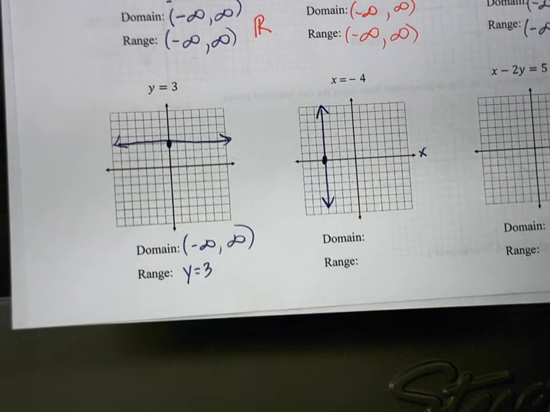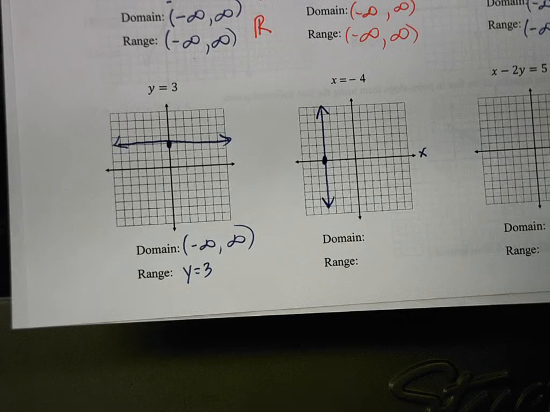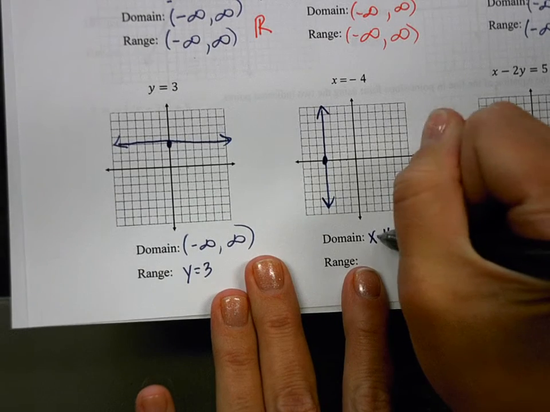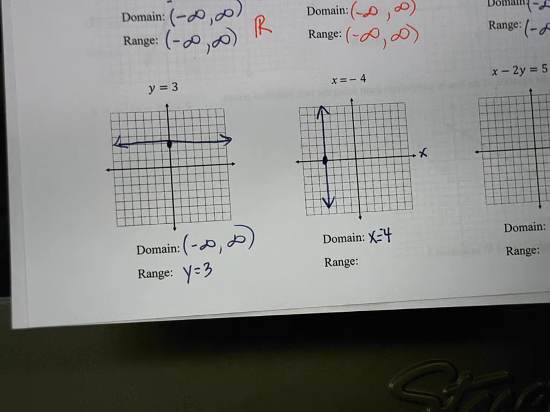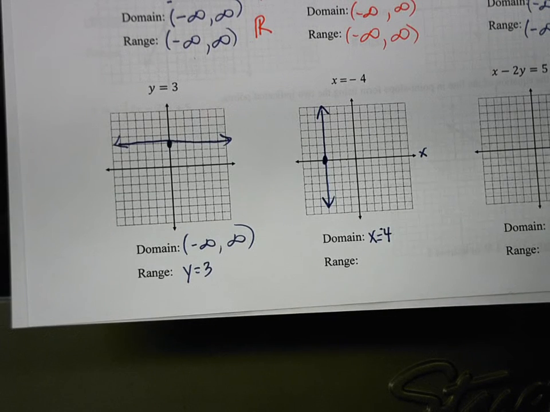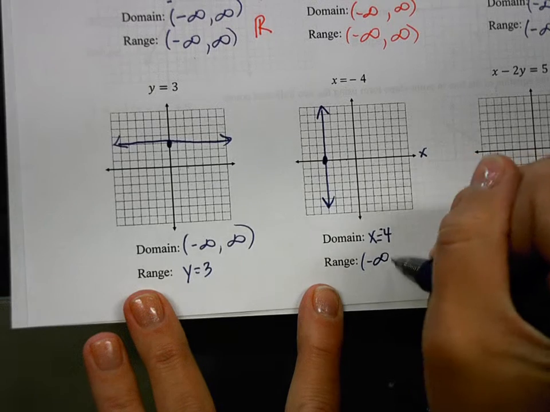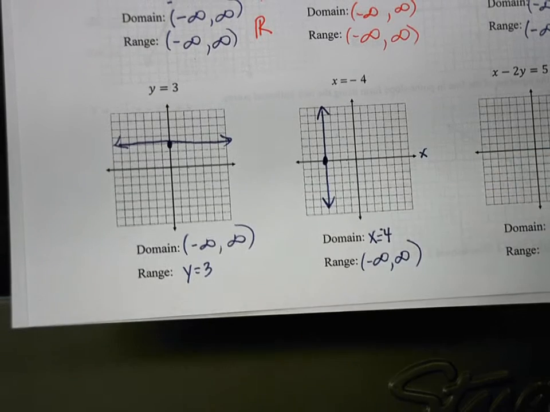What is my domain for that? Good. It is only -4. The only x value that is there is -4. And what will my range be? Good. Does anybody have questions on this or on either one of those problems?